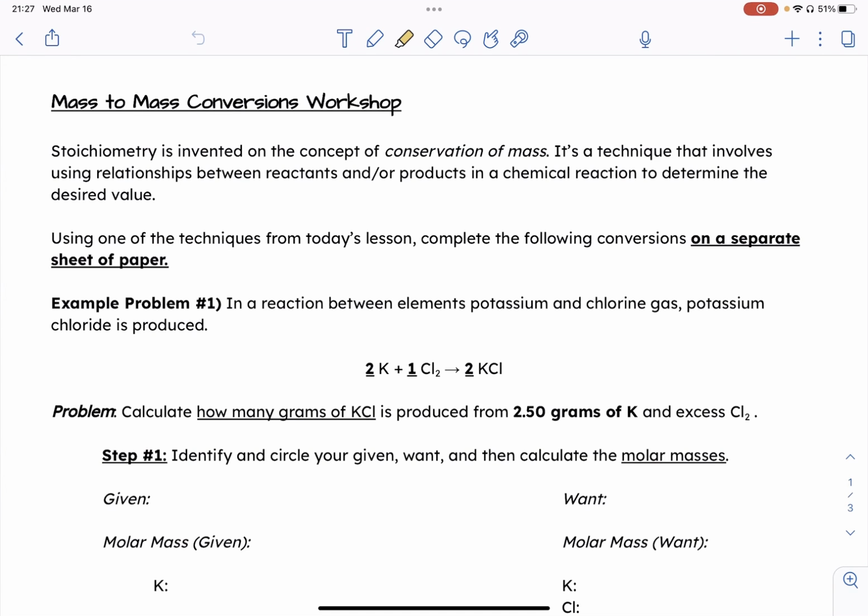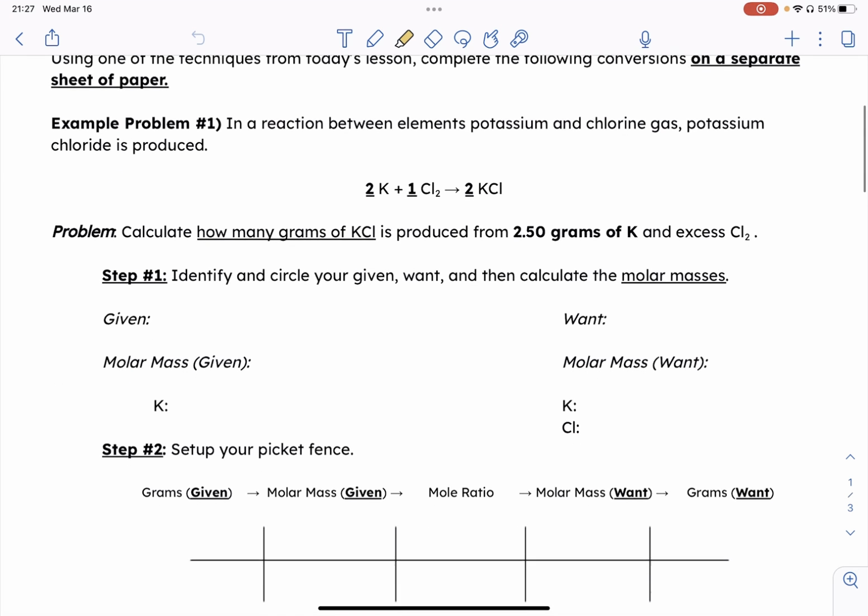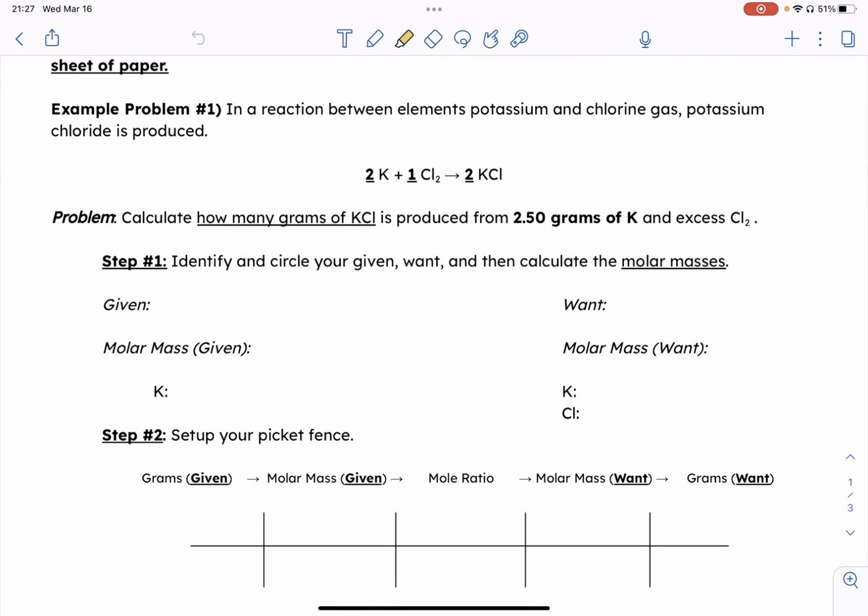Hello. As promised, this is a tutorial video on how to complete a mass-to-mass conversion problem. So I just want to recap. We did this problem in class. You should have it in your notes, but I'm going to go ahead and do it again. So we'll start with example problem number 1 right here on the front side.